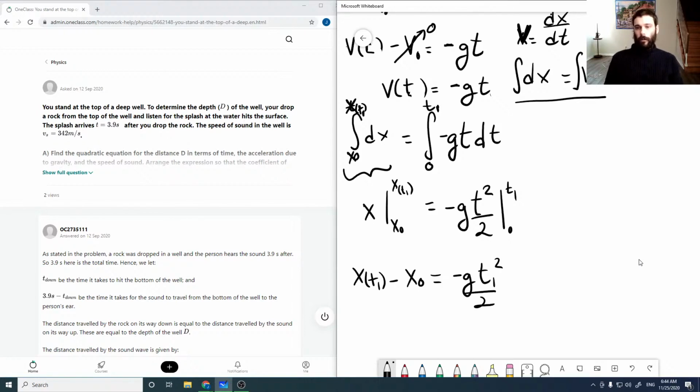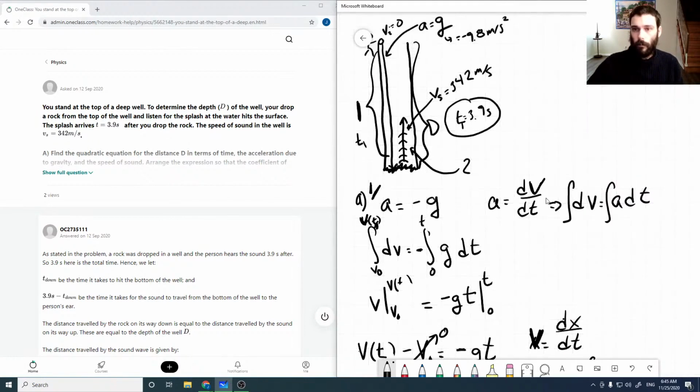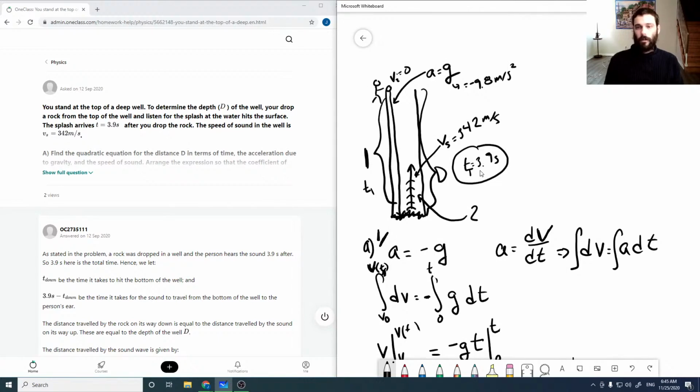As this expression is going to go completely to 0 when t equals 0. Now if we take the top of the well as 0, then x0 is 0. And x of t1 is the depth of our well. But if we are taking the top of the well as 0, then the bottom of the well would actually be minus d, right? As we're moving in a negative direction. So our final distance is actually minus d. So that would be minus d down here, okay?